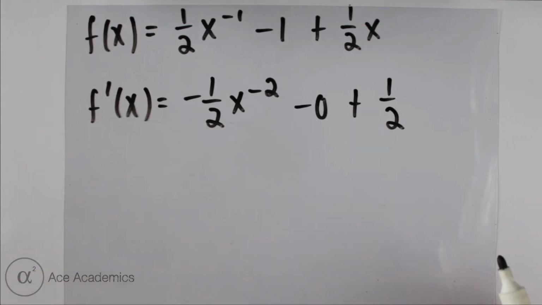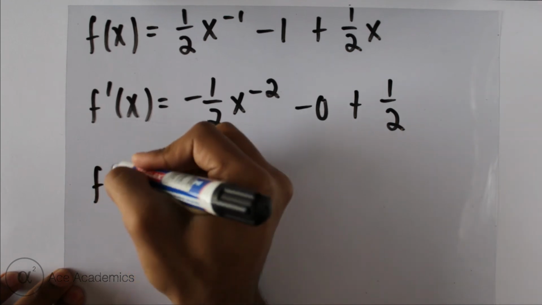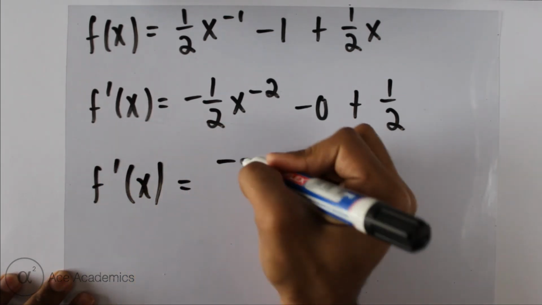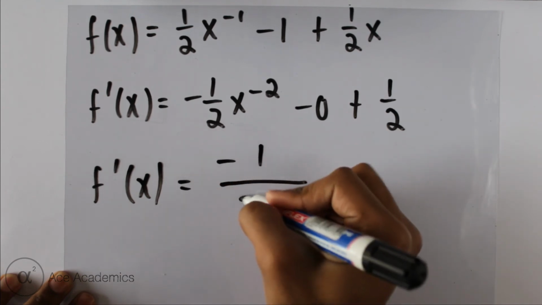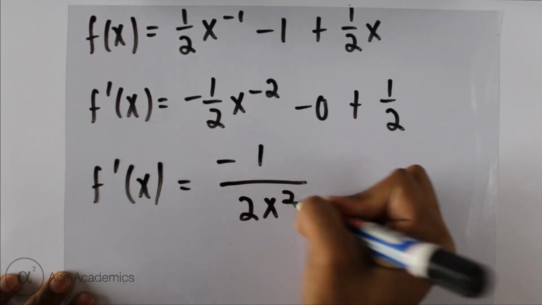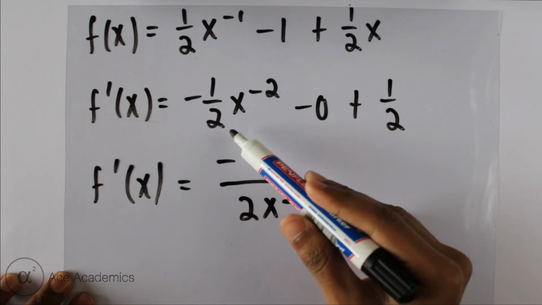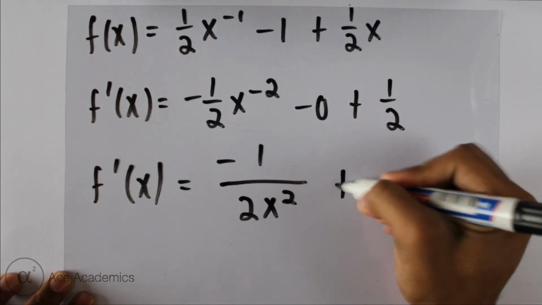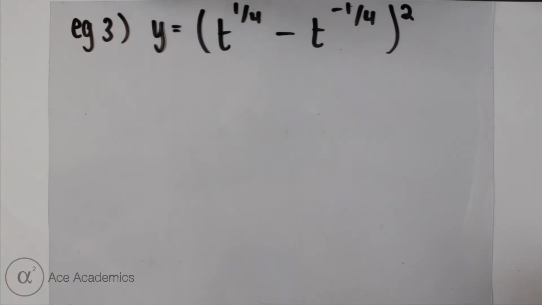Now, the final step is to ensure that we don't have any fraction exponents or negative exponents. So f prime of x becomes negative 1 all over 2x squared. So I can take the x to the denominator as long as I change the sign of the exponent, plus a half. Right, now let's look at a third example.